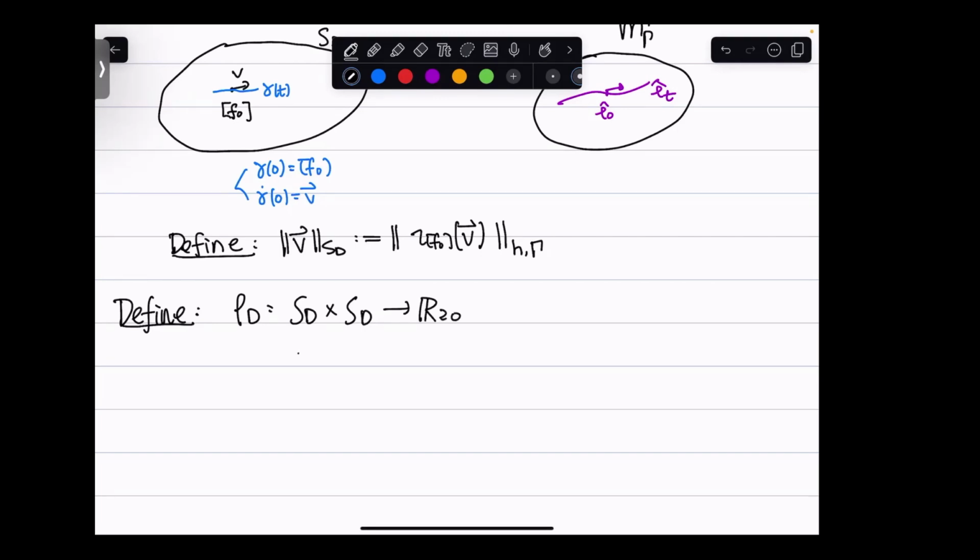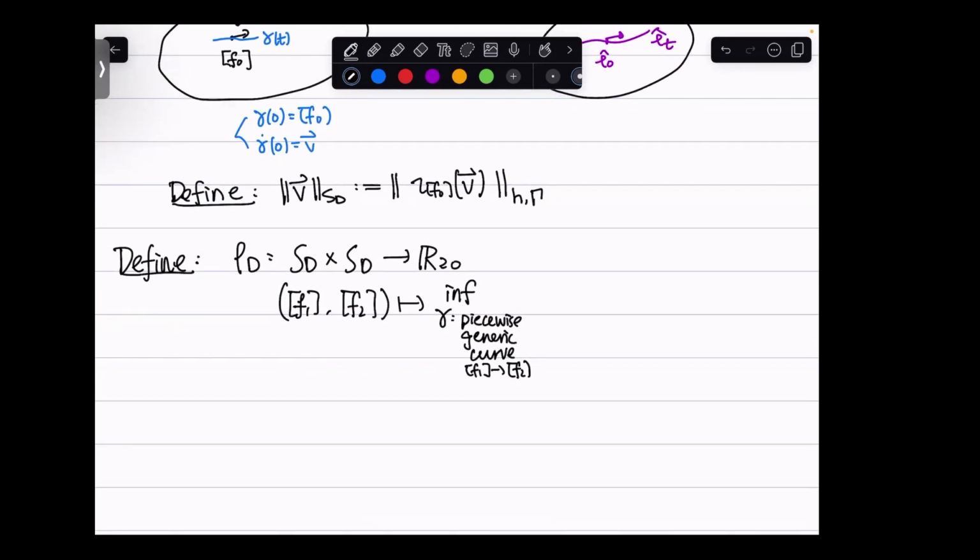Okay, so we take F1 and F2, and this pair is sent to the infimum over gamma, where gamma is a piecewise generic curve connecting F1 to F2. Basically, we first prove that any two points F1 and F2 in SD can be connected by piecewise generic curves, and then we calculate the length of each curve, and you take the infimum, and this is the definition of this function.